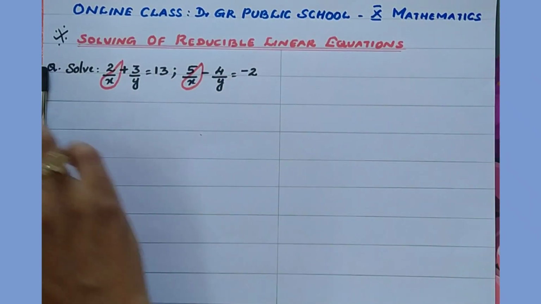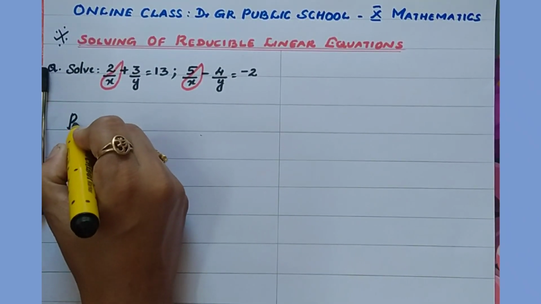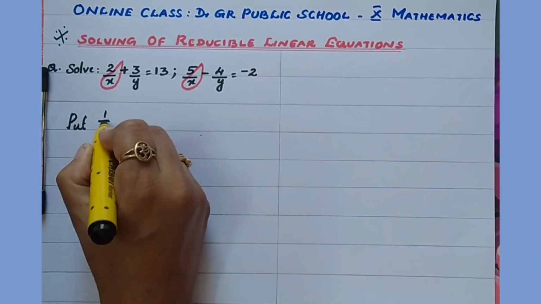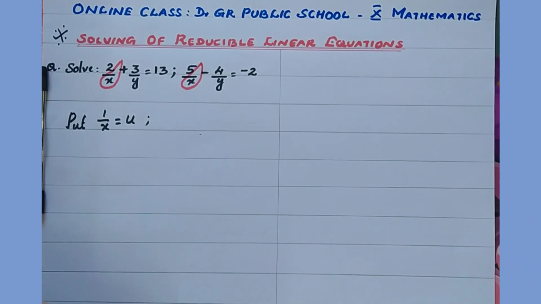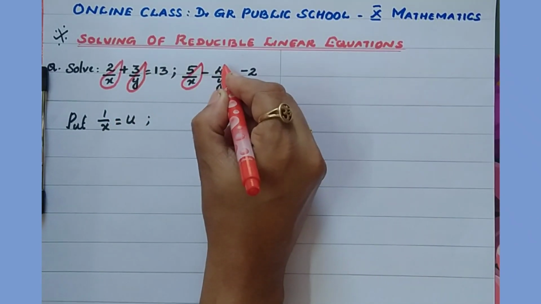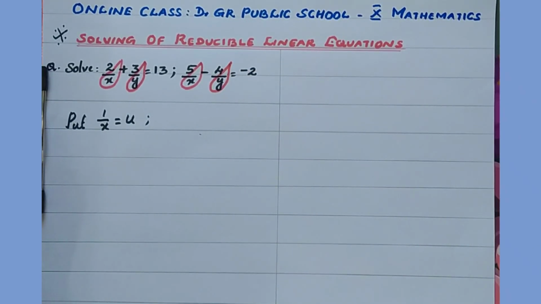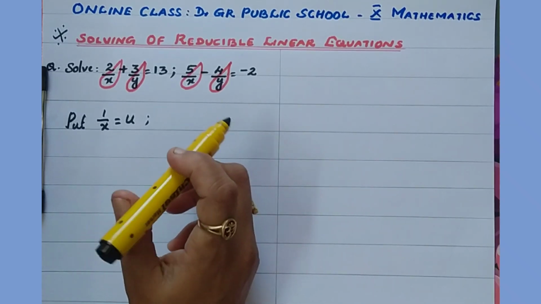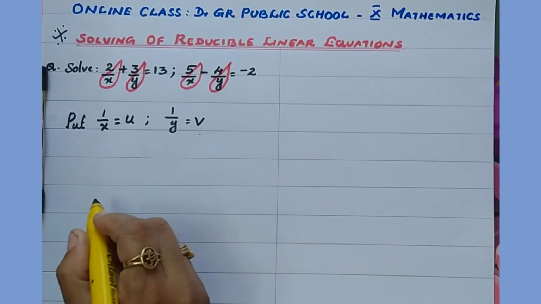So, I am going to give a substitution as: put 1 by x equal to u, and one more term you can see as 1 by y. Listen to this one, 1 by y. Here also a 1 by y you can see, as the y comes in the denominator. So put 1 by x as u and 1 by y as v.